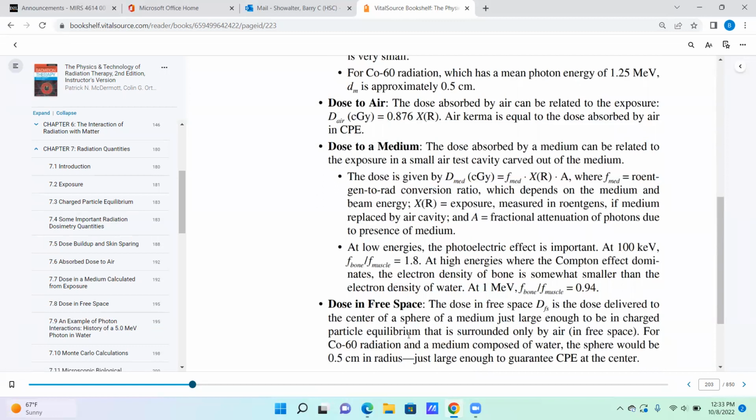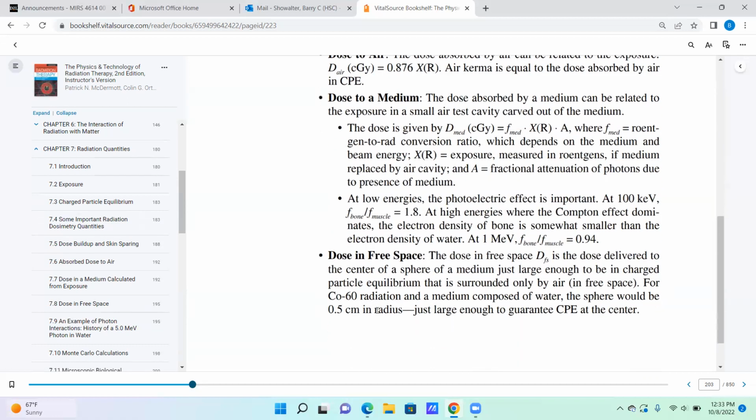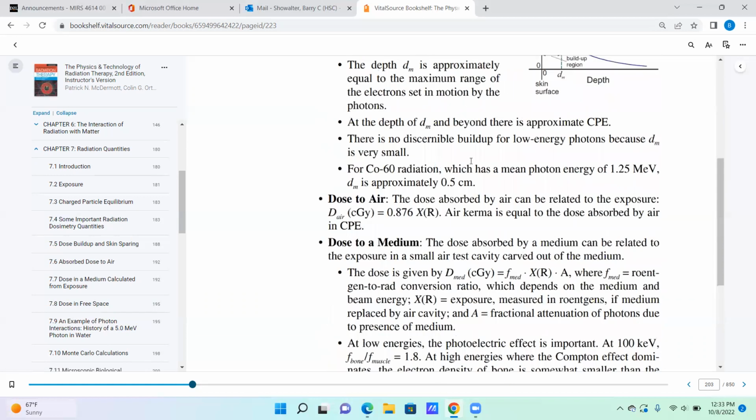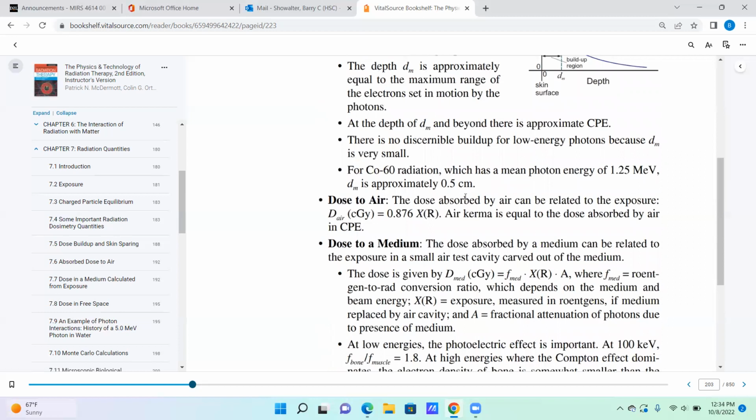So we've got air, medium, and then dose in free space. The dose in free space is the dose delivered to the center of a sphere of a medium just large enough to be in charged particle equilibrium, CPE, that is surrounded only by air in free space. For cobalt-60 radiation and a medium composed of water, the sphere would be 0.5 cm in radius, just large enough to guarantee CPE at the center. And remember, that 0.5 cm happens to match the d sub max, the depth of maximum dose, for cobalt-60.